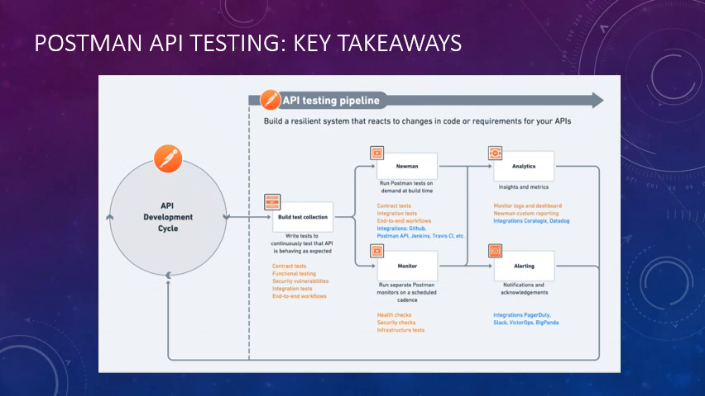So, in a simplified form, our journey today has been: send requests, validate responses, organize tests, parameterize tests, automate execution, and finally integrate with CI/CD. That's the core of API testing with Postman.